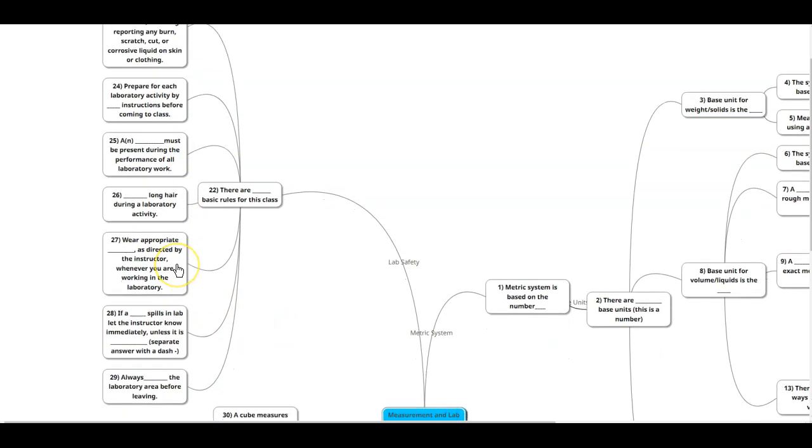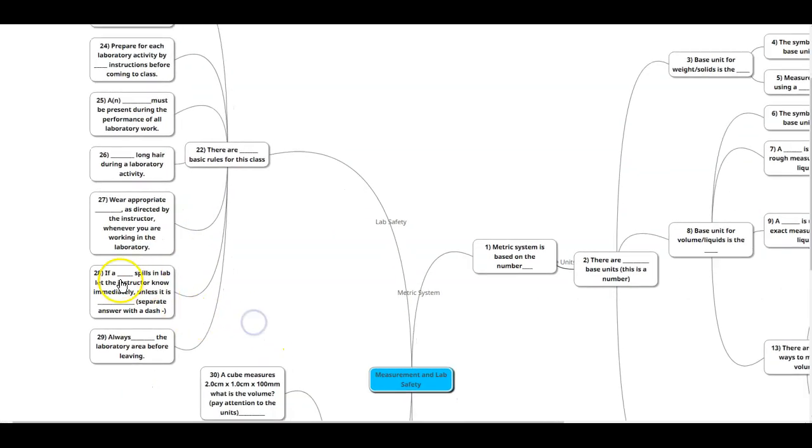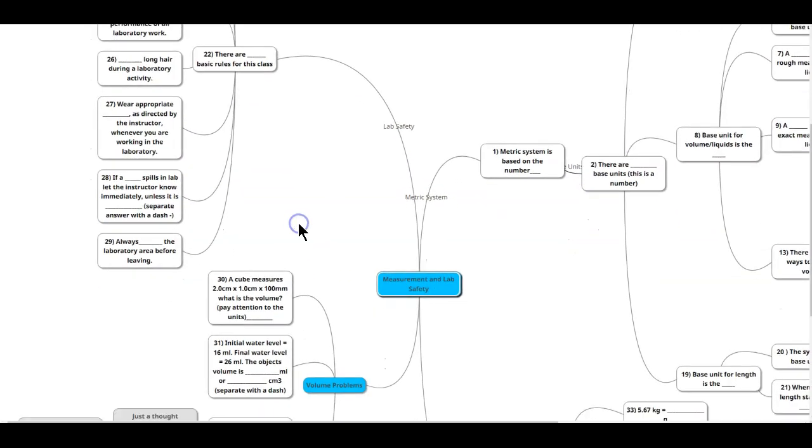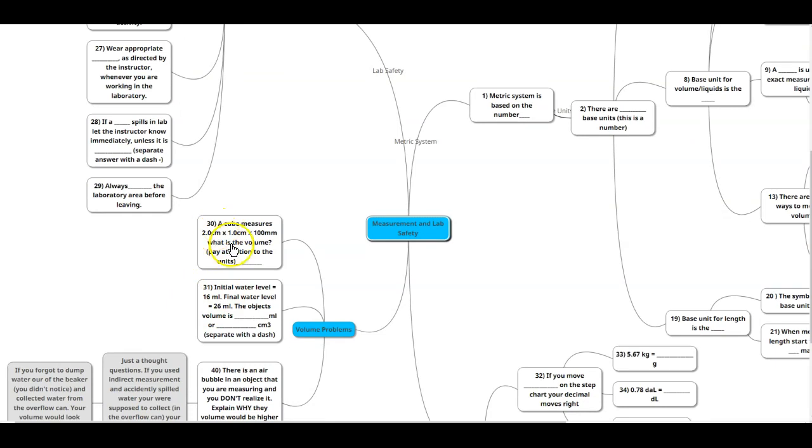All right, wear appropriate eyewear. If you say wear appropriate goggles, okay. If any chemical spills in lab, let the instructor know immediately, unless it is water. So unless it is water, I don't need to know about water. All right, number 29. Always clean the lab area before leaving. You guys have done a good job of this. All right, down over here.